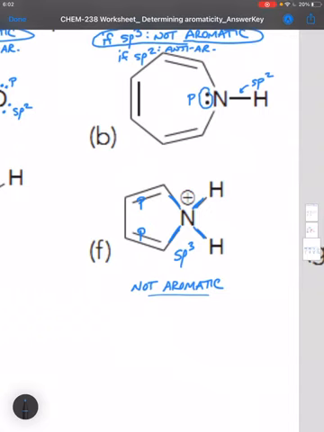So practice similar problems like this, both counting pi electrons as well as determining aromaticity, and work through some practice problems. Ask questions if you have them, and good luck.